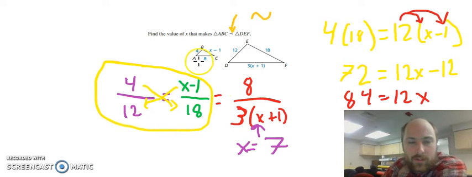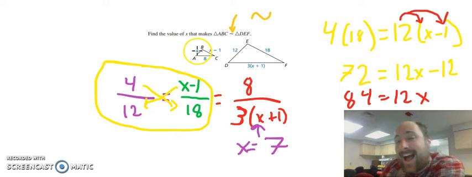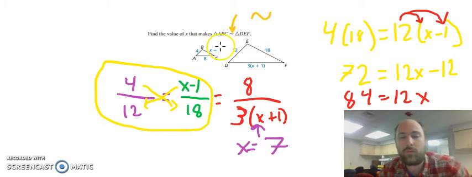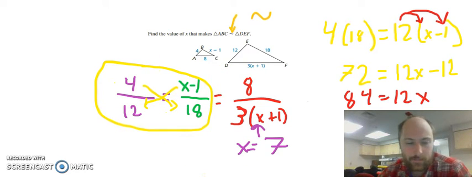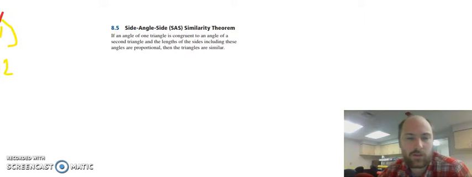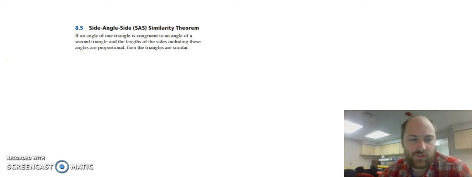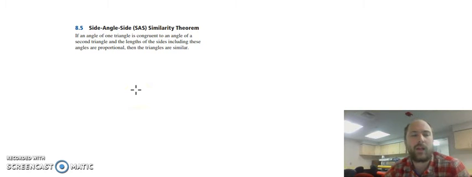So hopefully everyone can see that by using the side similarity theorem, we are able to solve for x because we know these proportions must all be equal. All right, last but not least, I know this is a long video, sorry. We got the side angle side similarity theorem. This says if an angle of one triangle is congruent to an angle of a second triangle and the lengths of the sides, including these angles, are proportional, then the triangles are similar. Let's see what the heck that means.